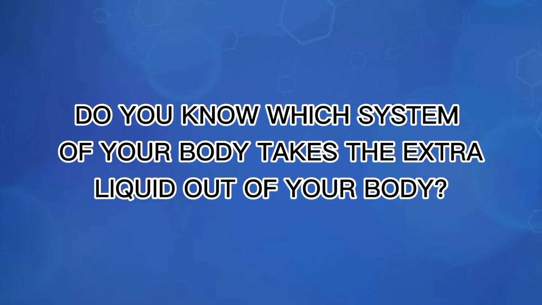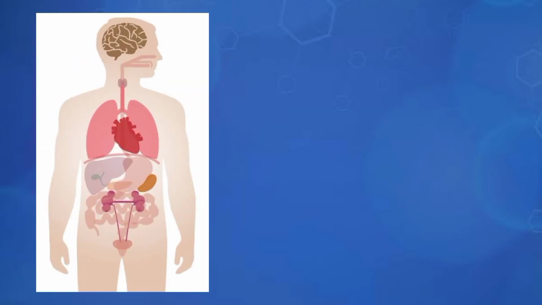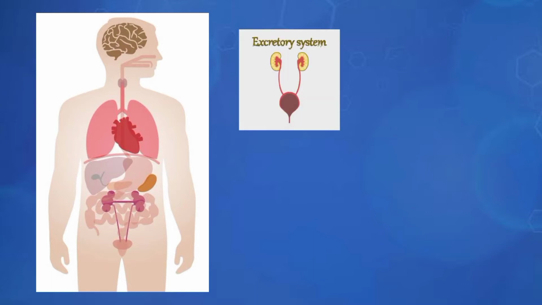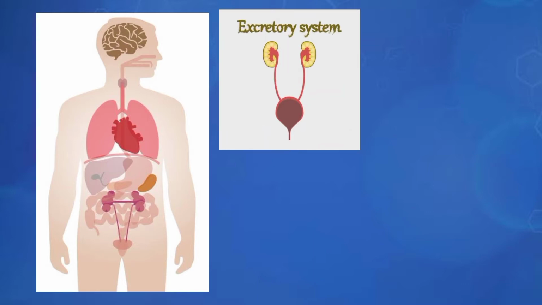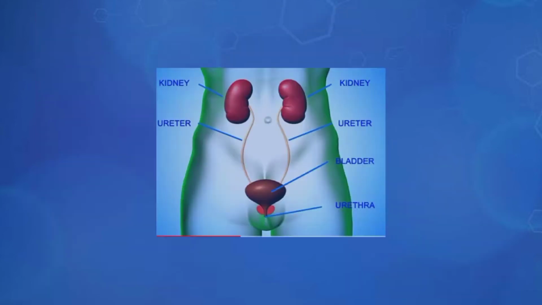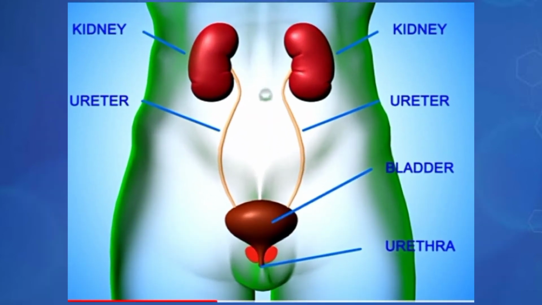Do you know which system of your body takes the extra liquid out of your body? The body has certain parts which take care of extra liquid. All these parts are part of excretory system, also called urinary system. The main parts of excretory system include 2 kidneys, 2 ureters, bladder, and urethra.